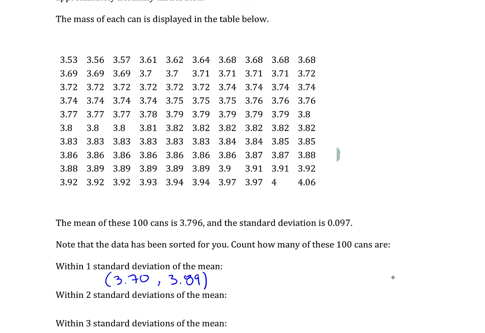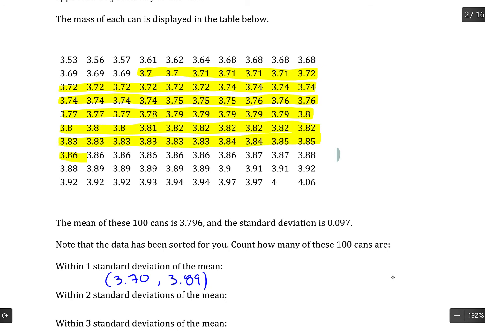All right, so 3.7, I see that in my data set starting right there. And because this data is sorted, I can just highlight row by row until I start getting to 3.89. So there's a bunch of rows of 3.7s, quite a few rows of 3.8s. I just keep highlighting values until I get around 3.89, and then I'll stop at the last 3.89. So there is my group of data values that I need to count.